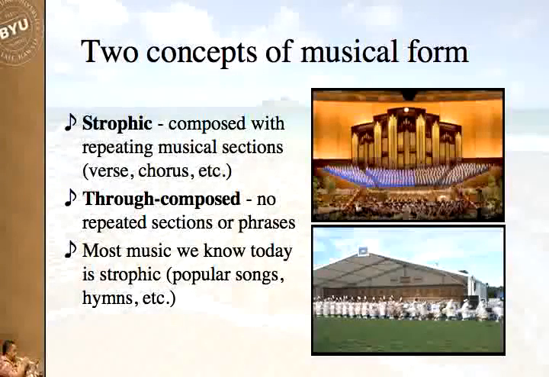Now, while we're talking about musical forms, I should mention two other concepts for you here. First, the idea of a strophic form, and that is a type of music that is composed with repeated musical sections. It can be verse after verse after verse. It can be verse-chorus kind of alternation, which is very common in today's contemporary music. And I have an example here just to clarify this in your minds.